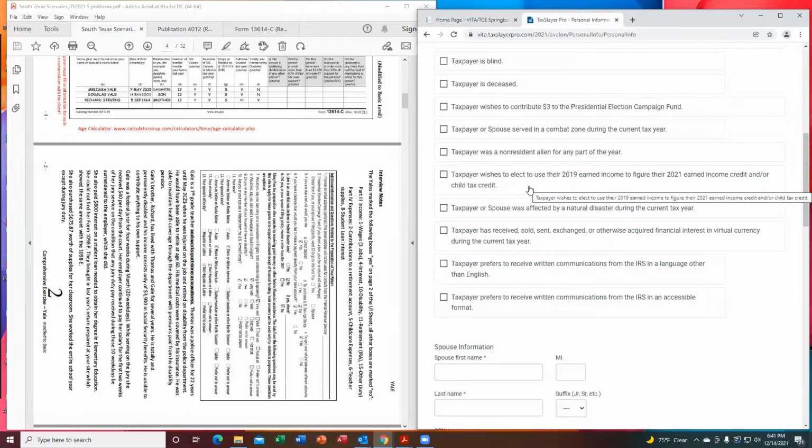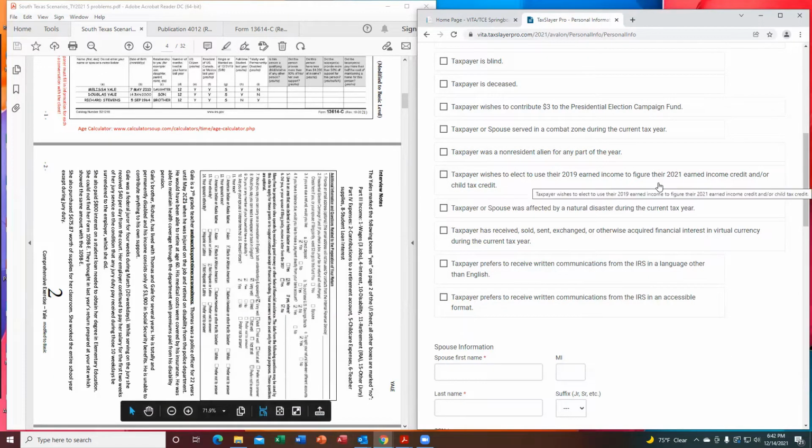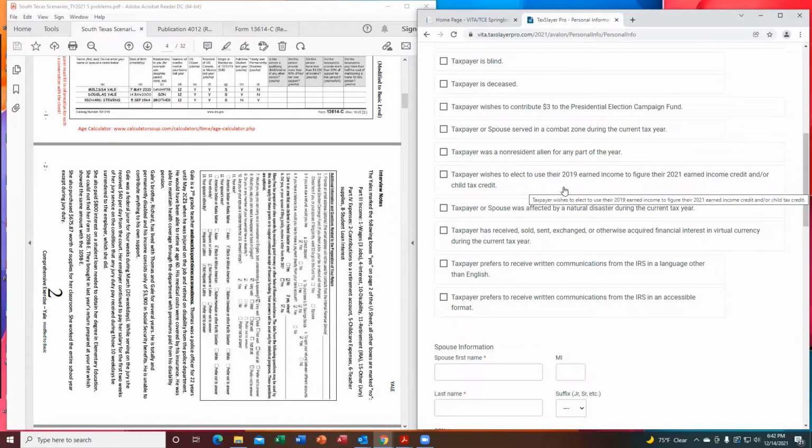This is only for the earned income credit or the child tax credit from year 2019, and again, 2019, not 2020. The gentleman doing the webinar emphasizes paying attention that it's using 2019, not 2020. 2020 cannot be used, and that's something he touched on.